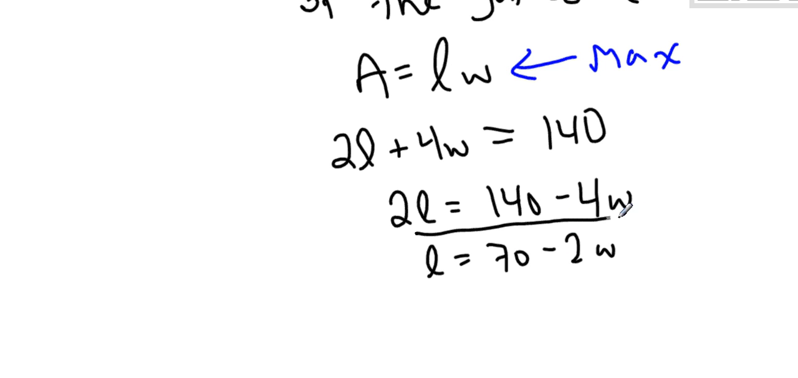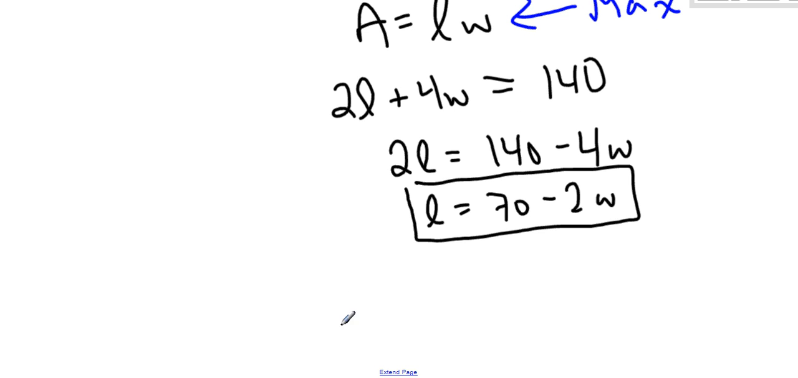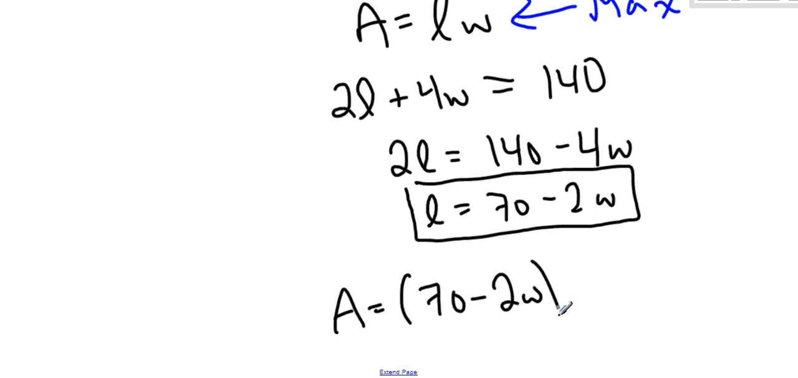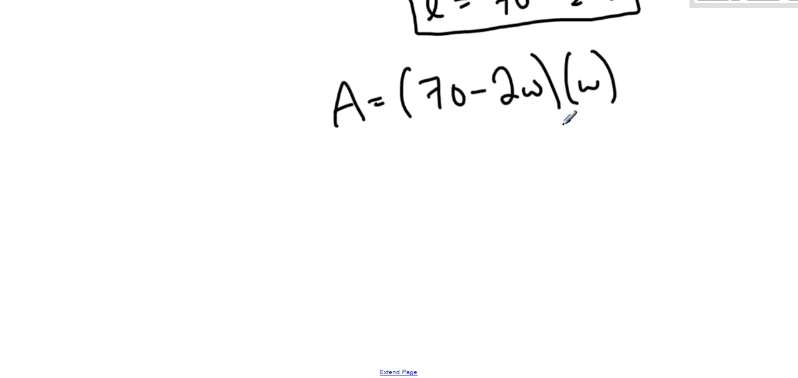Now I have what's called an explicit equation, meaning that I can clearly define L based on what's happening with W. And this is what's going to allow me to do a substitution, because area is length times W, and now I can tell you exactly what length is equal to using only the variable W. So again, I'm going to rewrite my area equation, but instead of length, I now have a value for length involving width. So there's my equation, and this is what we can maximize.